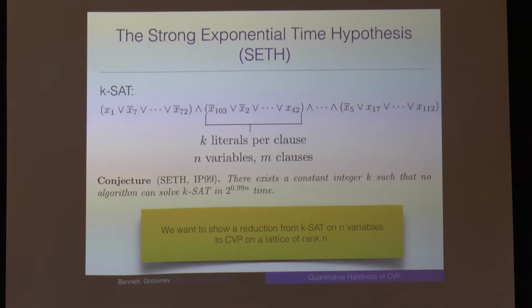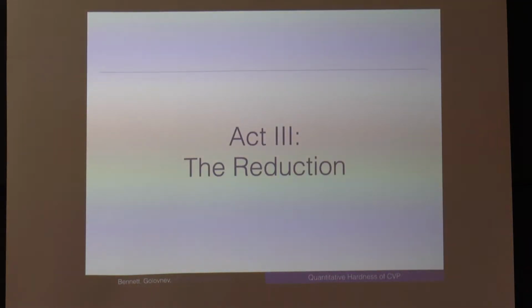But if we want to show that CVP doesn't have a fast algorithm, assuming SETH is true, then we need to show a reduction from k-SAT to CVP, but we have to be very careful about the parameters. We want n variables in the k-SAT instance to correspond to a lattice of rank n in the CVP instance. Normally we'd be happy with a polynomial relationship here, but for such fine-grained results, we really care. We wouldn't even be happy with order n here. We want exactly n. Does that make sense? Okay, so this is going to be our goal, and I will show you the reduction.